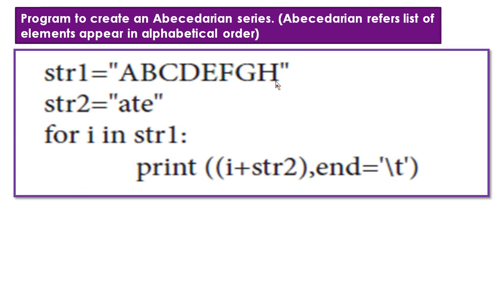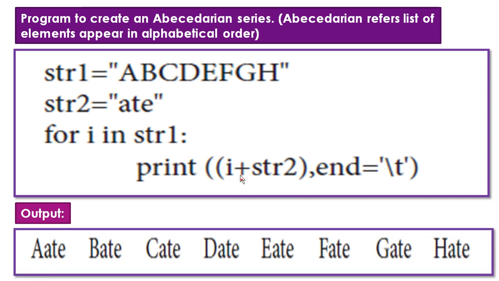str1 equal to A, B, C, D, E, F, G, H. All the alphabets are here in order from A to H. str2 is ATE. For i in str1, the first character is A. Here i, the first character, is A. Print i plus str2. str2 is ATE, so we get the result A ATE. Here plus is the concatenation operator. It joins the two strings. The first string contains the value capital A. The second string contains the value ATE.